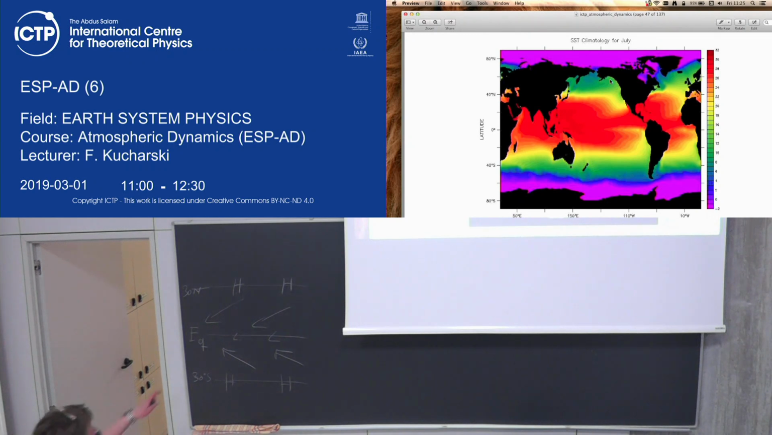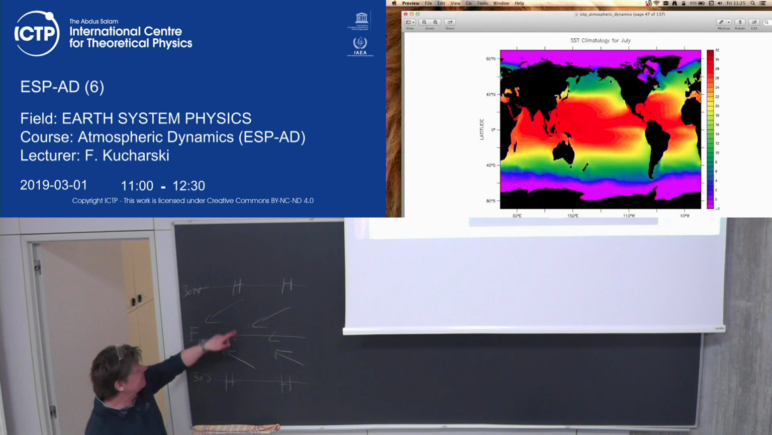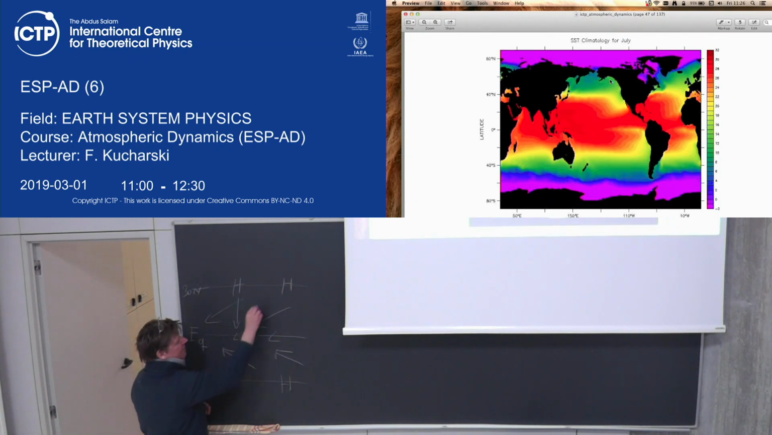Because the rotation determines, in the first place, that the winds should be parallel to lines of constant pressure. That's the Coriolis force that we have used there, the equilibrium between pressure gradient force and Coriolis force. So the Earth rotation is important. Otherwise the flow would just go like this, without Earth rotation. So the Earth rotation plays an important role here.